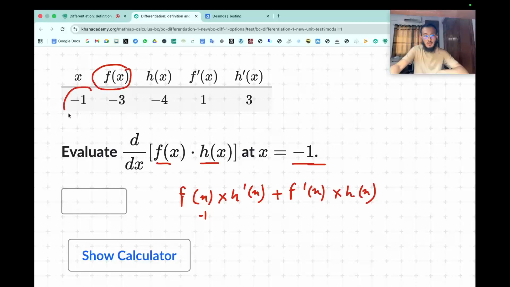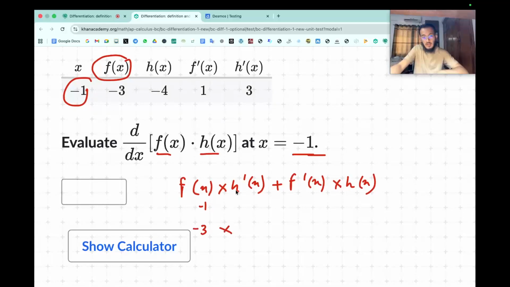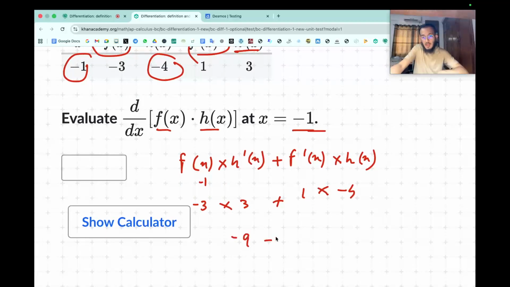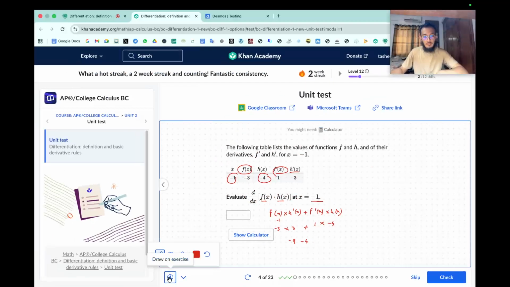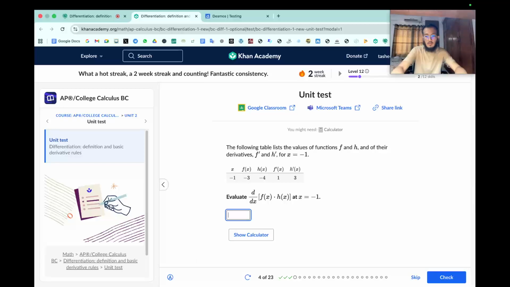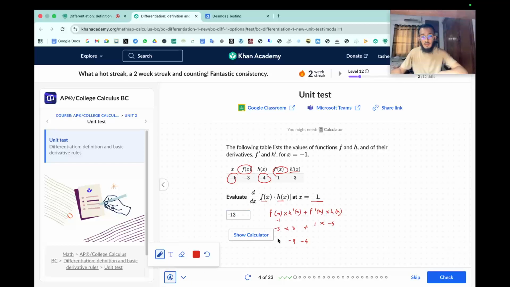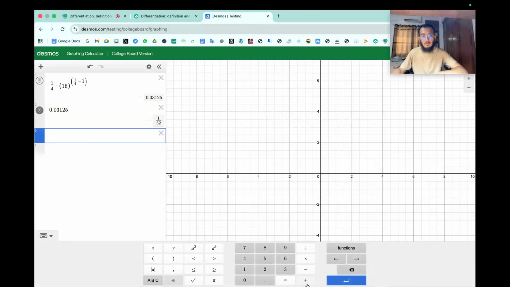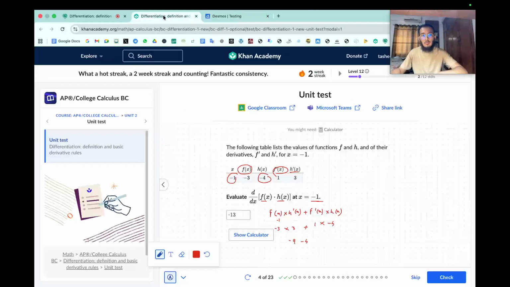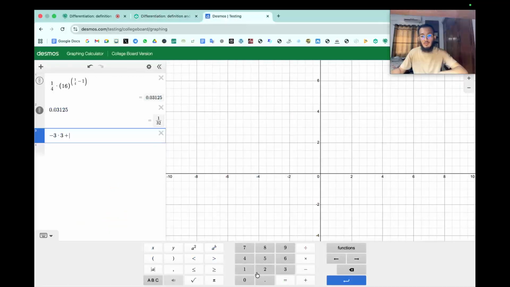f of minus 1 is negative 3, times h prime of minus 1, which is positive 3, plus f prime of minus 1, which is positive 1, into h, which is negative 4. It's negative 9, negative 4, negative 13. It's negative 13. Let's confirm this. We have a calculator, so negative 3 times 3, positive 1 times negative 4, negative 13.